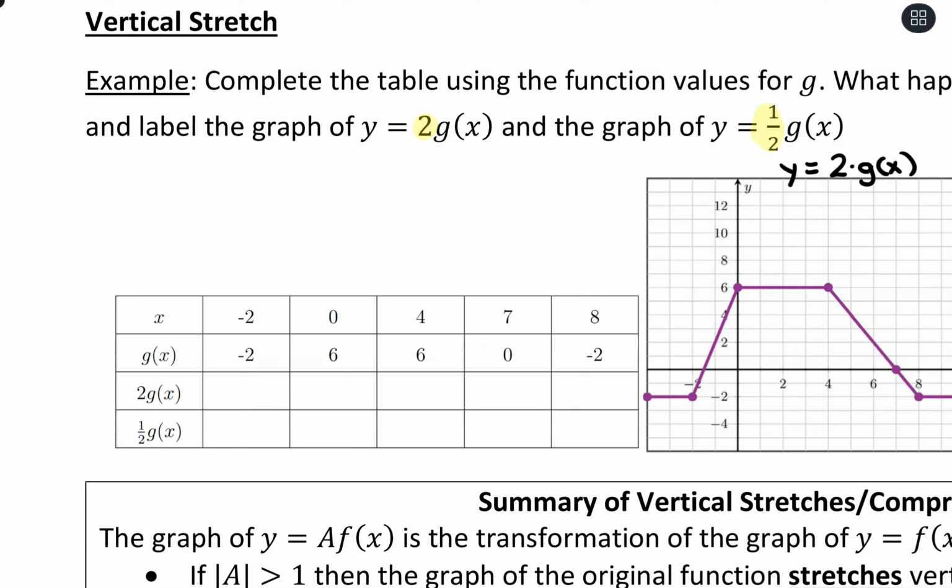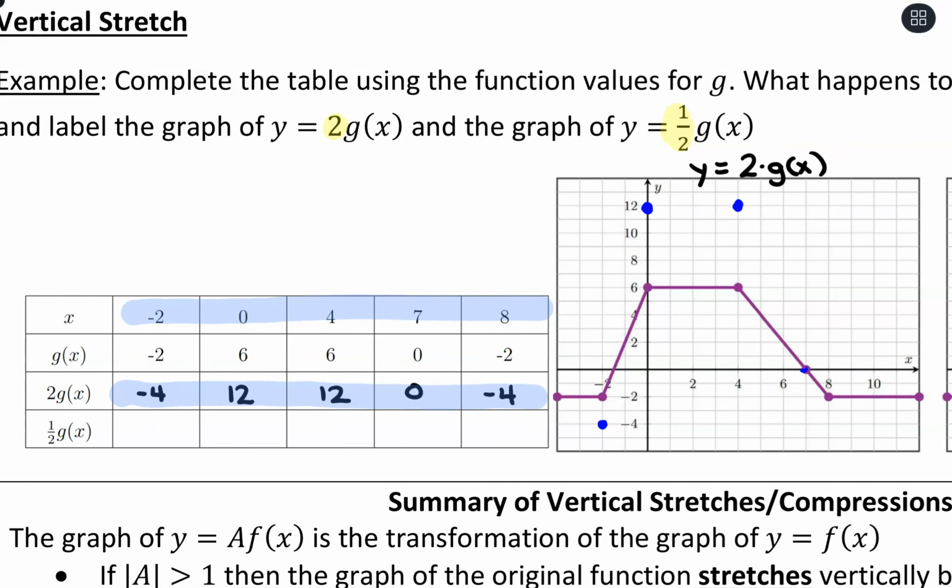So here, if it's just 2 times g of x, we're just multiplying our outputs by 2. So we have these outputs of -2, 6, 6, 0, and -2. And we're going to double each of those. So we're going to have -4, +12, +12, 0, and -4. Let's see where these end up on our graph. What I'm graphing here is my x coordinates matched with these new y coordinates. So we have -2, -4. We have 0, +12. And we have 4, +12. 7, 0. And 8, -4. And actually, I can add some more dots there just to really complete this graph.